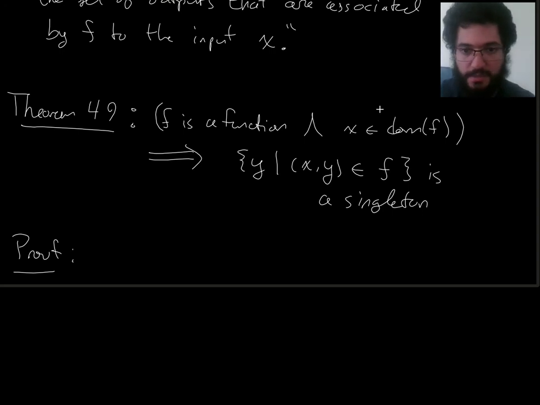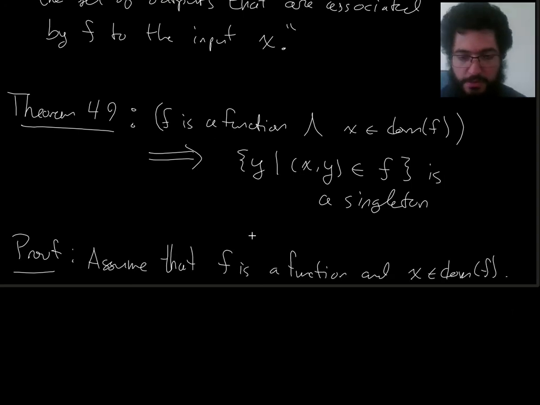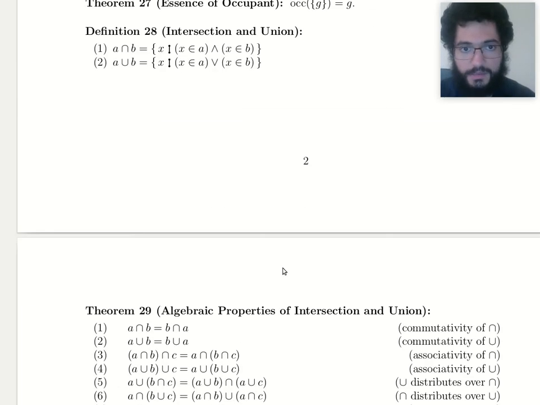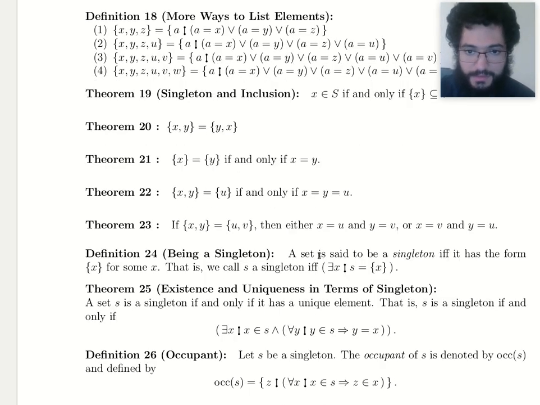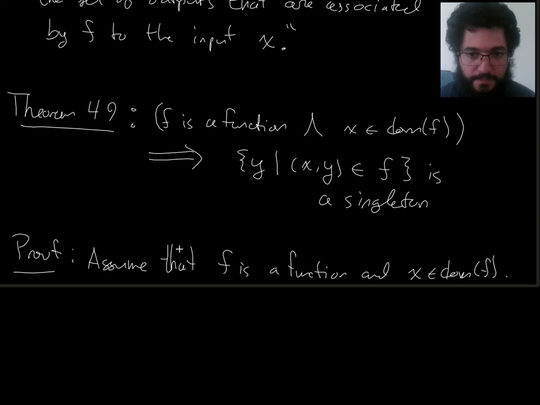So I'll start by assuming, so this is an if-then, so I'll assume the hypotheses. Assume f is a function and x is in the domain of f. Now I want to prove that this is a singleton. Well, I'm not going to get anywhere if I don't know what it means to be a singleton. So I go back to the definition of singleton. To be a singleton means you can be written as singleton something. So it's an existential statement. So my goal is to prove that this can be written as singleton something.